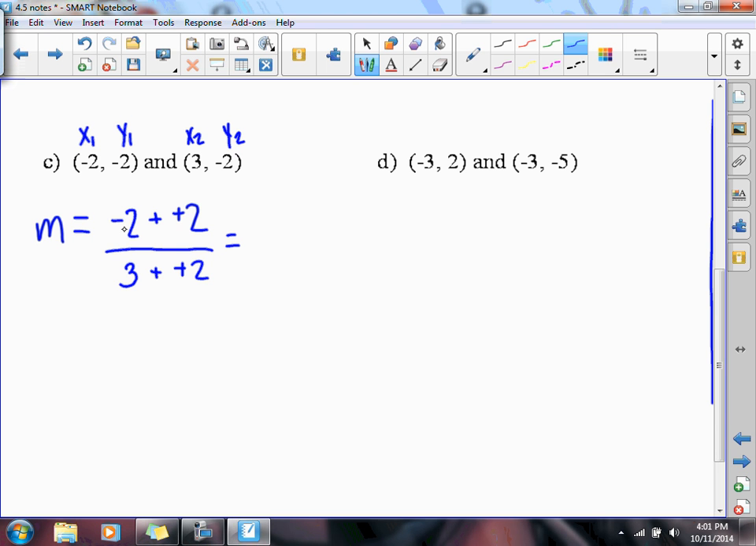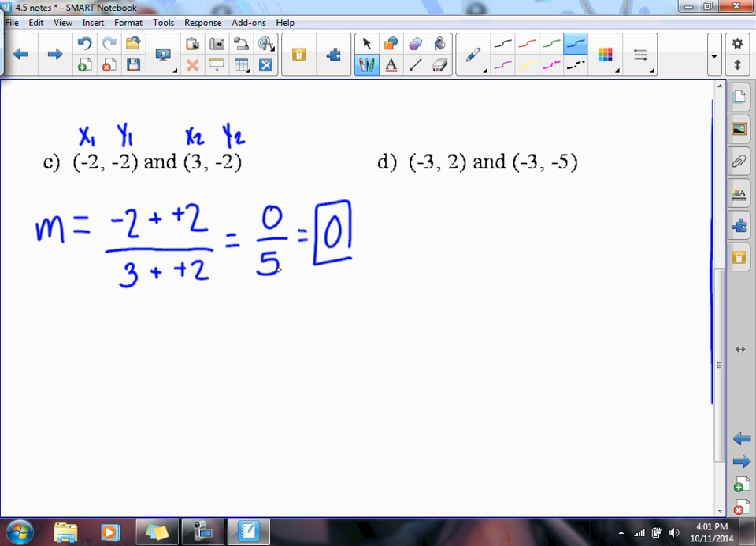And my numerator, negative 2 plus 2 is going to be 0. And then 3 plus 2 is 5. Now 0 over 5, that reduces all the way down to 0. You can have a slope of a line that is 0. That means you're not rising at all. If you have a 0 here in your numerator, that means you're not rising at all, but you are running. So try and visualize that.